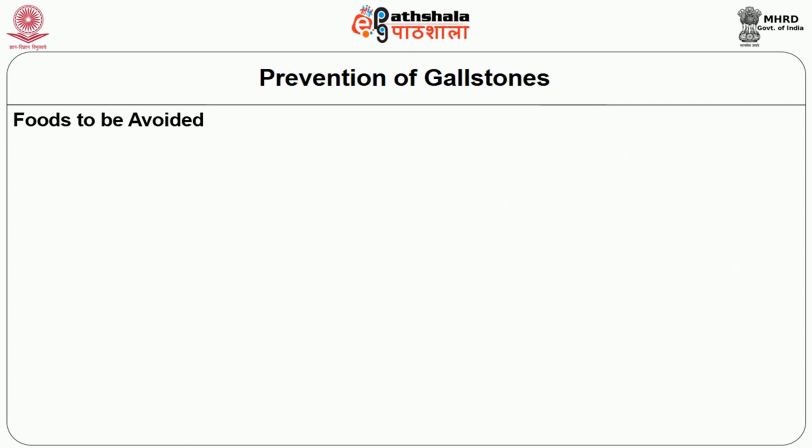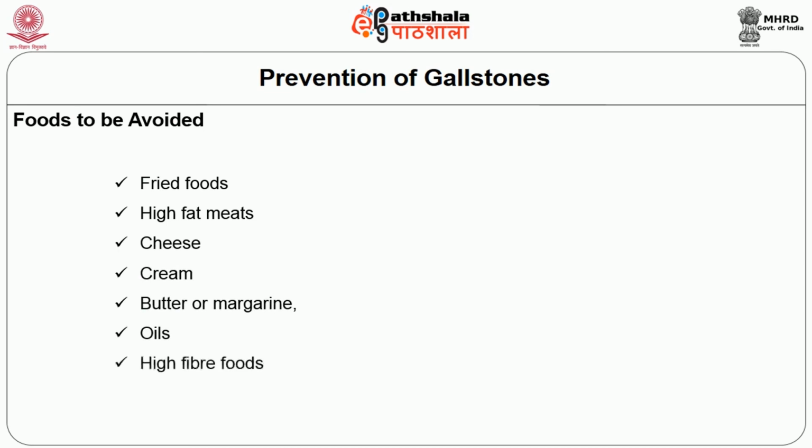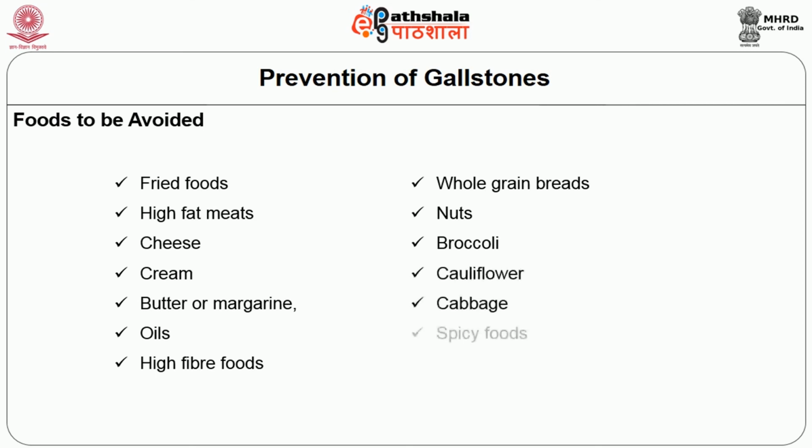Next, let's see the foods to be avoided. Mainly fried foods, high fat meats and dairy products like cheese, cream, foods made with butter or margarine, oils and high fiber foods, and gas producing foods like whole grain breads, nuts, broccoli, cauliflower, cabbage, etc. and spicy foods too. To summarize, cholelithiasis is the formation of gallstones in the absence of infection of the gallbladder.